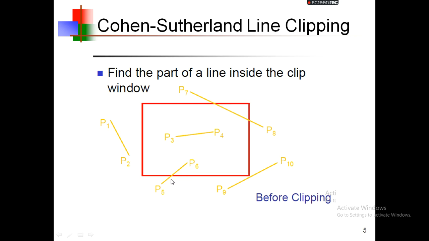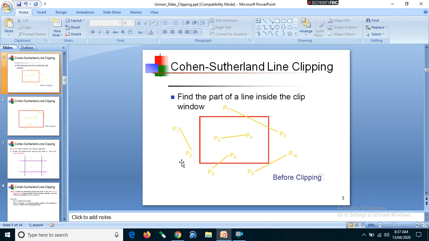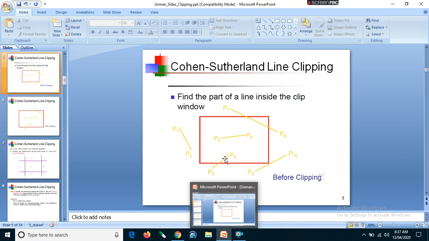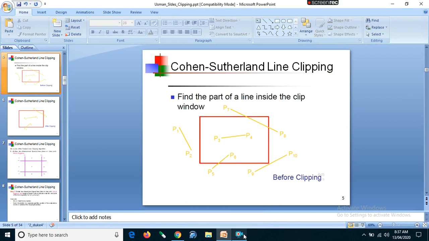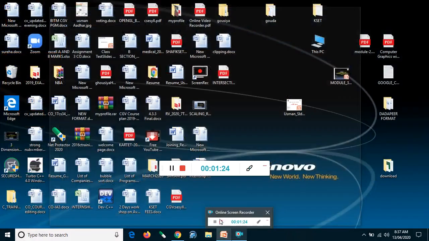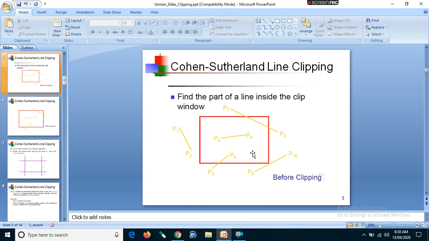That is P5 dash. From P5 dash to P6, we need to generate one particular line segment. We need to draw one line segment with respect to this example like this. So these are the various types of cases we are discussing here.